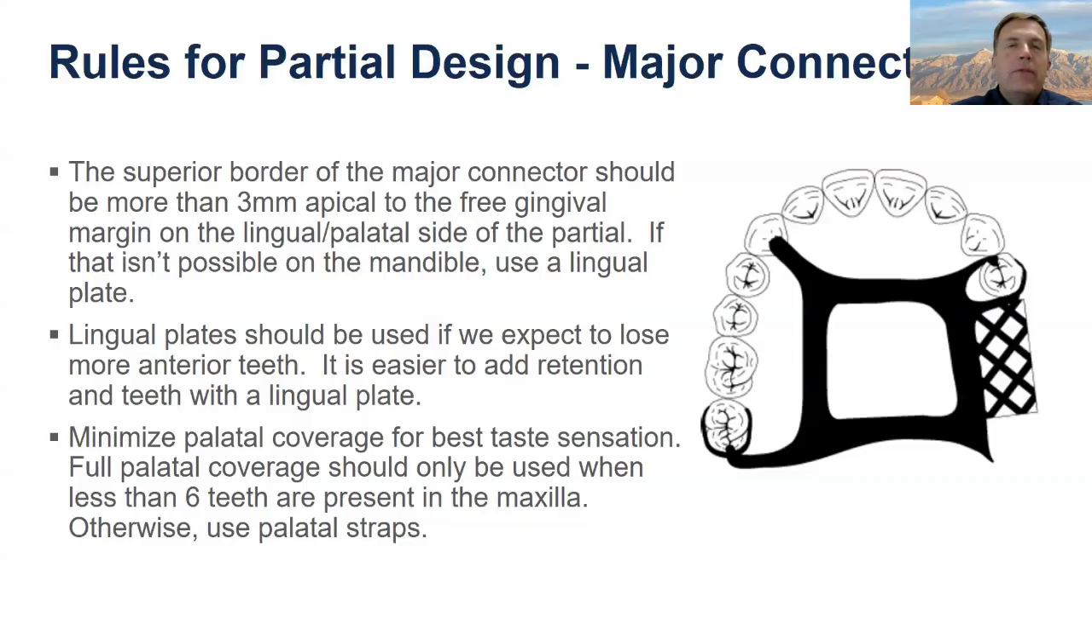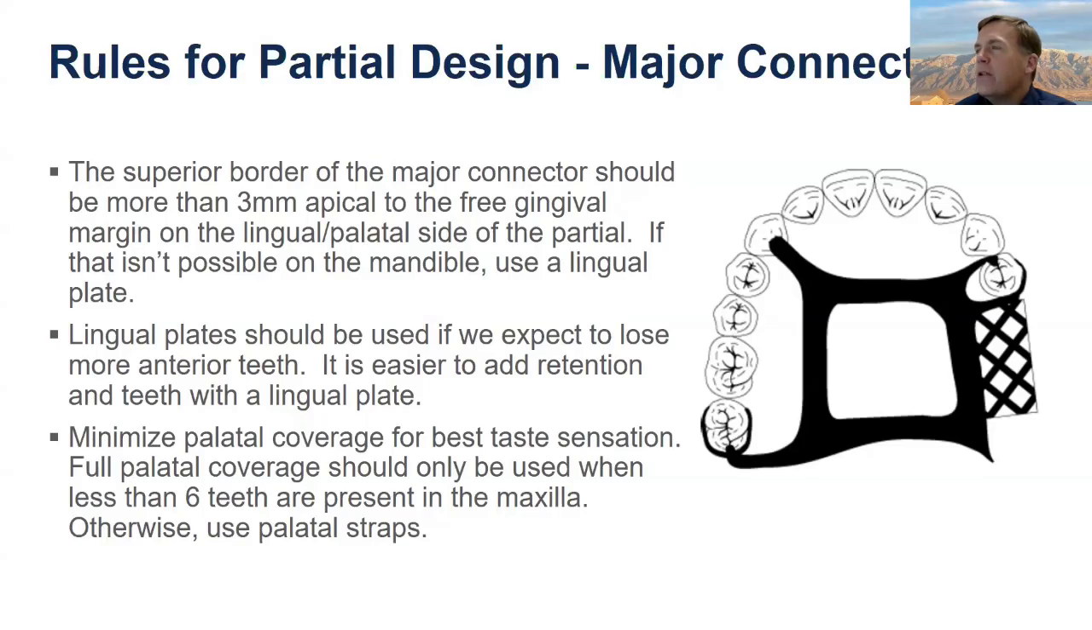So now let's talk about the different elements of our partials. We either want to be apical to the free gingival margins, 3 millimeters, or we want to use a plate. We don't really want to design our lingual bars or the anterior aspect of our palatal framework right up against the tissue, so that way we're not hammering on that fragile tissue there.